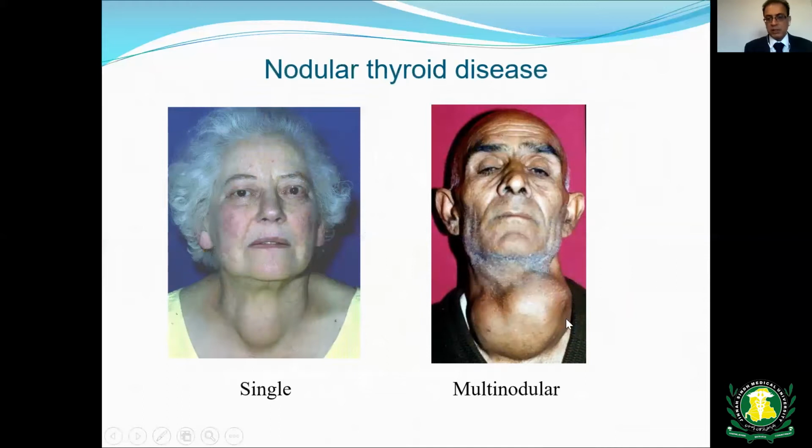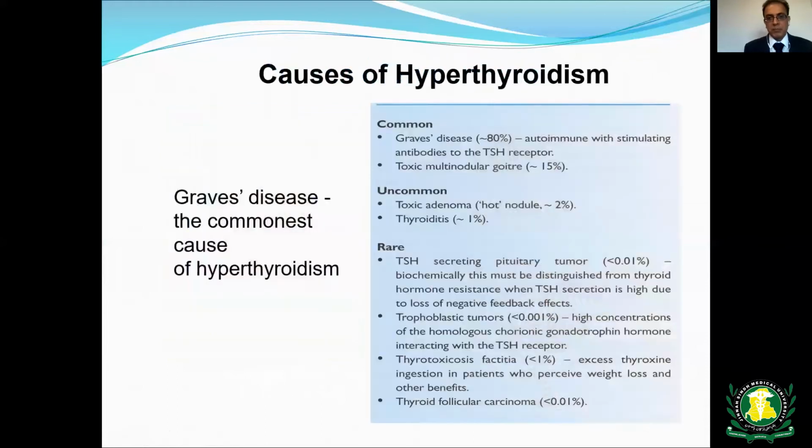And on this other picture, you can see the goiter is quite enlarged. But when you feel it, you see multiple nodules, which means more than one nodule, and it is called multinodular goiter. The most common cause of hyperthyroidism is Graves' disease, which comprises 80%. It's an autoimmune process, followed by toxic nodular goiter, and the rest are few which we can read in these slides.